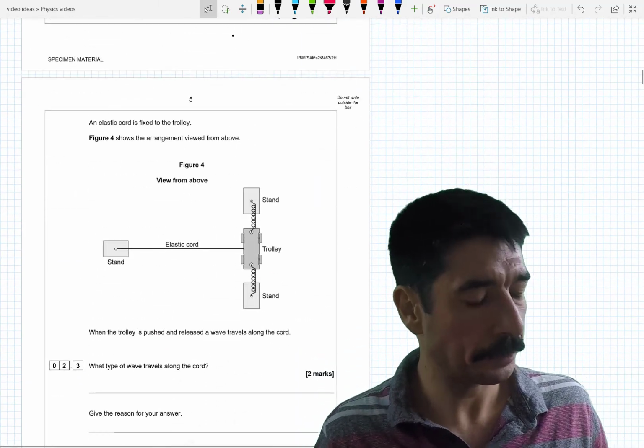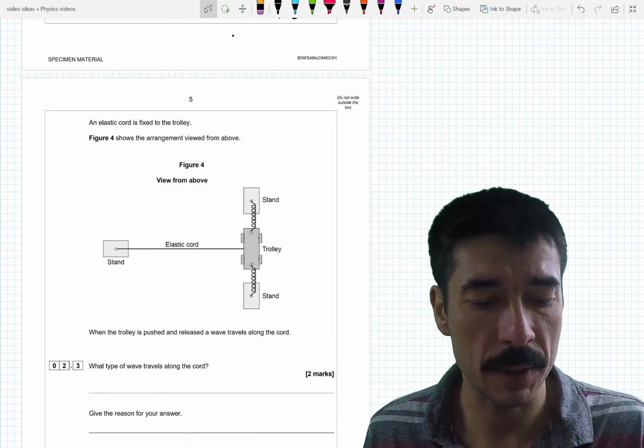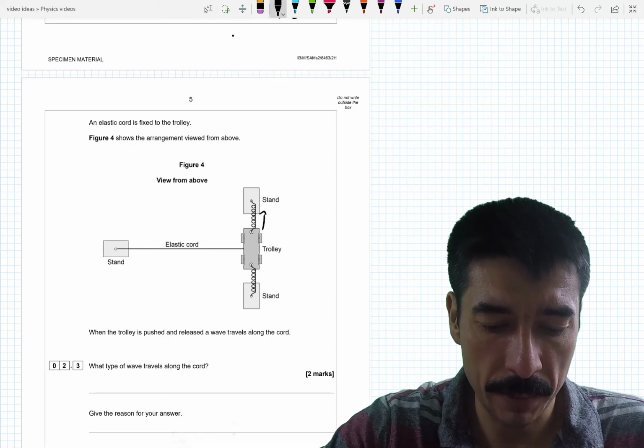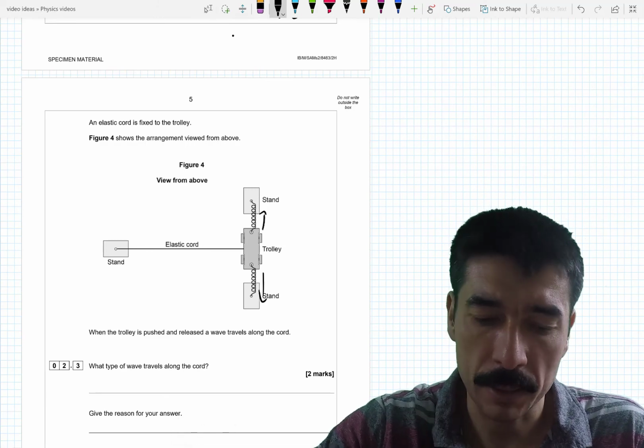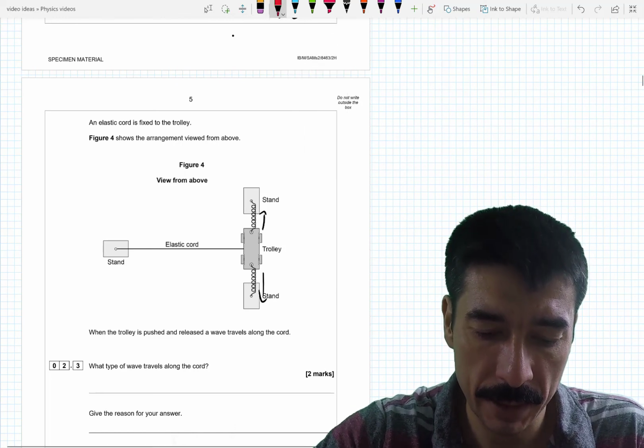Next section. An elastic cord is fixed to the trolley. This shows the arrangement from above. So, as before, we had the trolley being pulled this way and pulled this way, and the trolley would have been maybe accelerating this way.